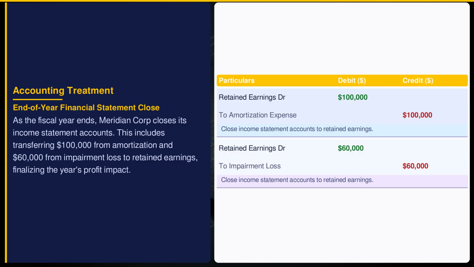Year-end closing ensures all income statement activities reflect within retained earnings. By transferring $160,000 in expenses from amortization and impairment, Meridian updates its equity section, completing the cycle. Indian Accounting Standard 36's structure ensures transparency, clearly delineating operational impacts on profits, thus providing stakeholders with a comprehensive financial overview.